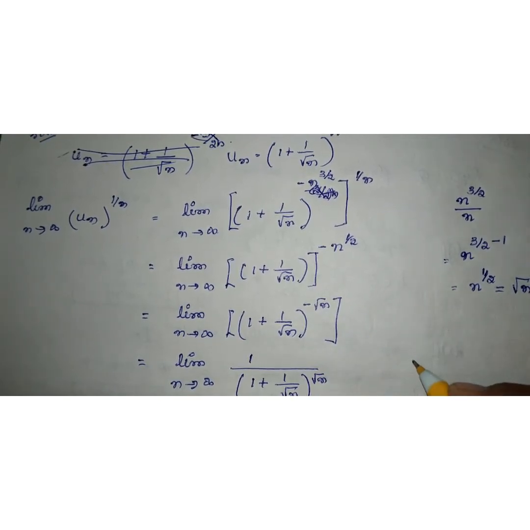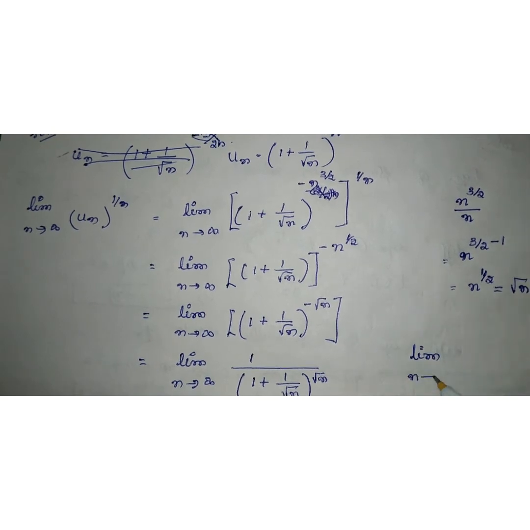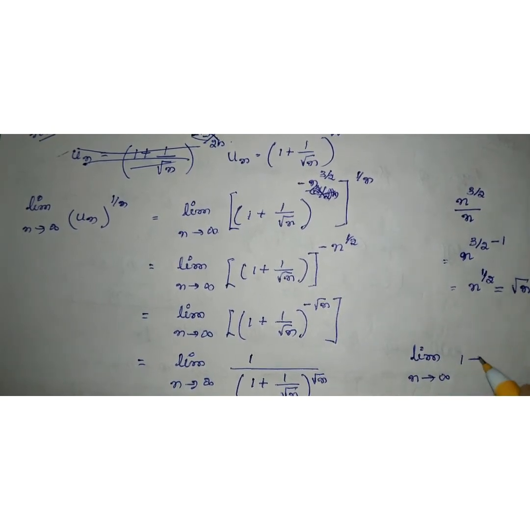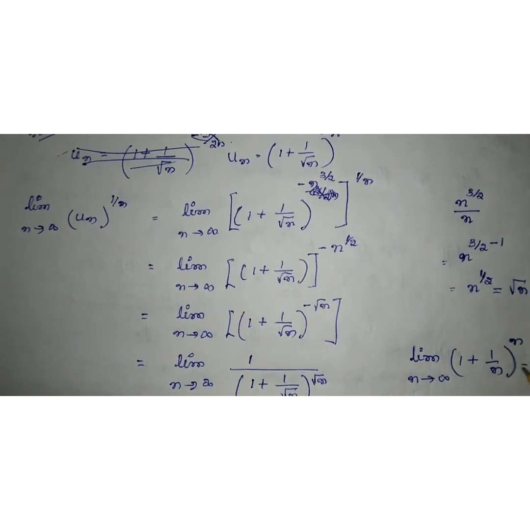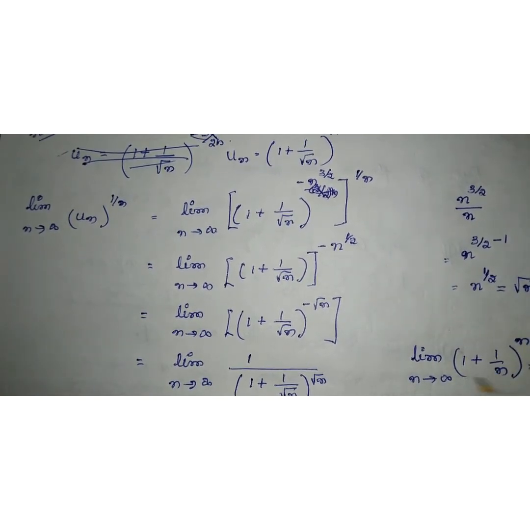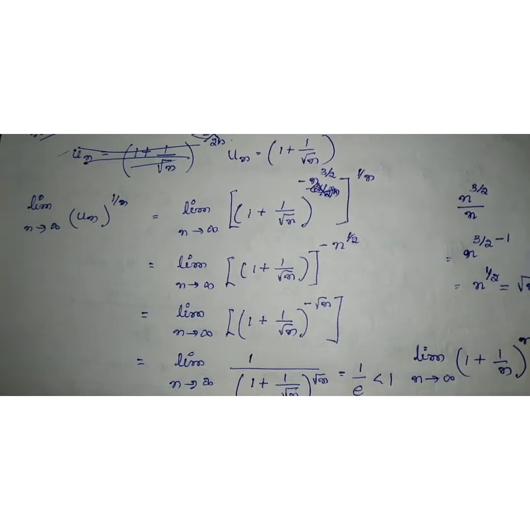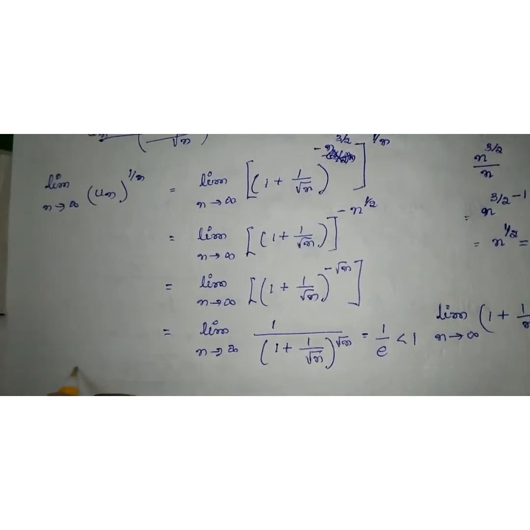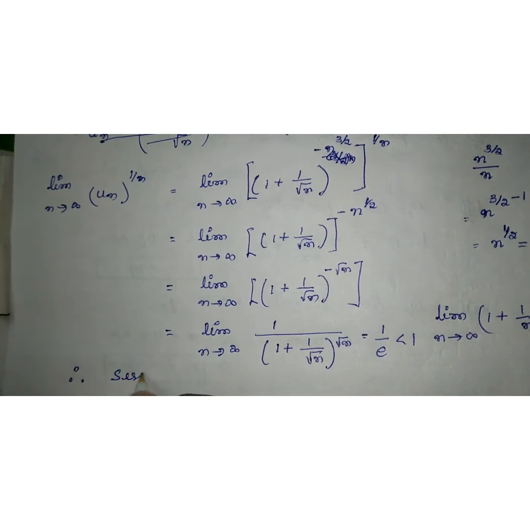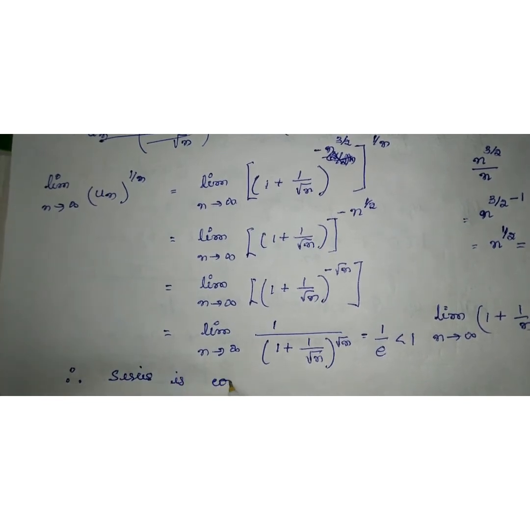So see, this is nothing but in the form limit n tends to infinity (1 plus 1 by n) whole power n equal to e. So when we apply this particular formula here, in the place of n we have root n, so this is nothing but 1 by e, which is less than 1. Therefore the series is convergent.